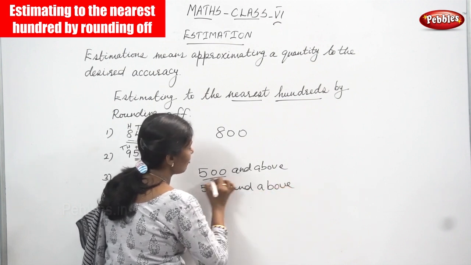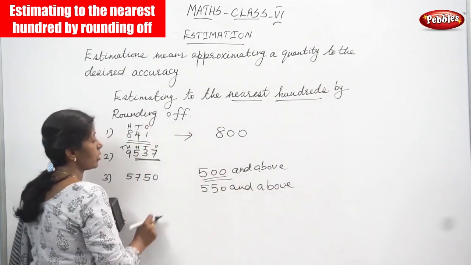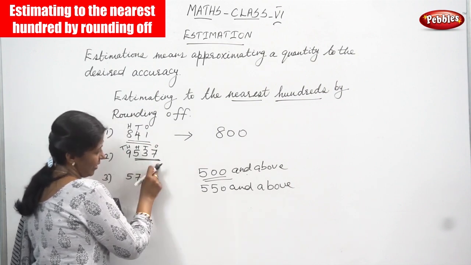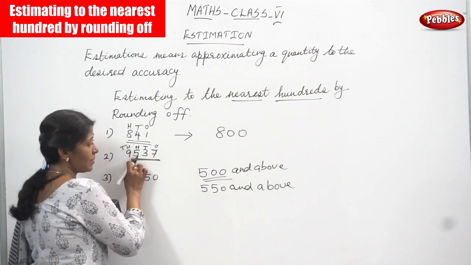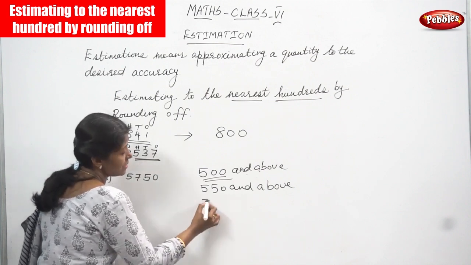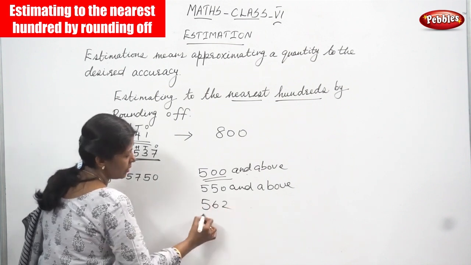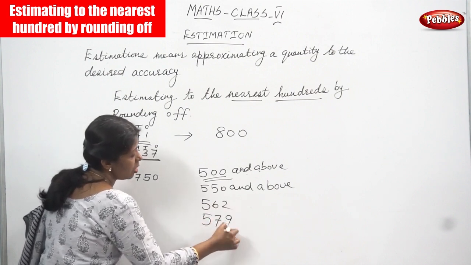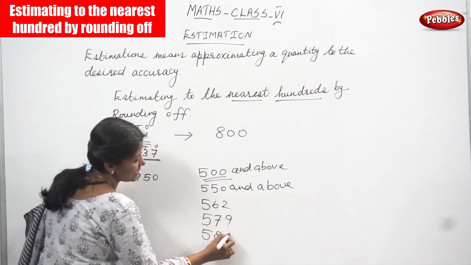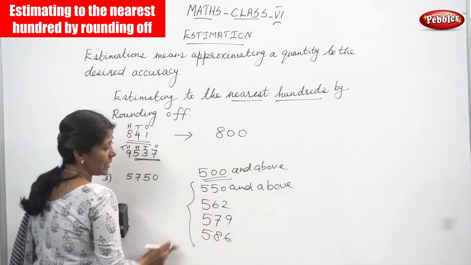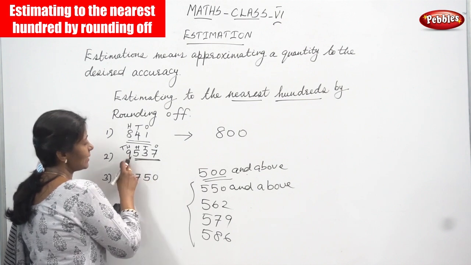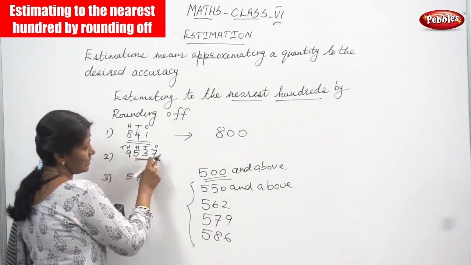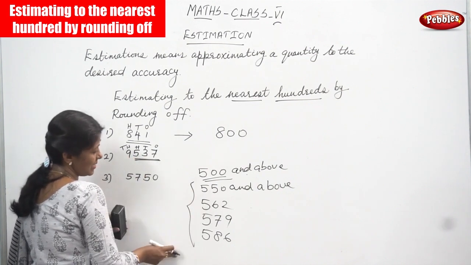This is only 500 above. So that is what you have to write. The nearest value is 537. Suppose this number is 550, or 562, or 579, or 586. If the number comes like this, you have to write 537. So if the number comes like this, what are you going to do?